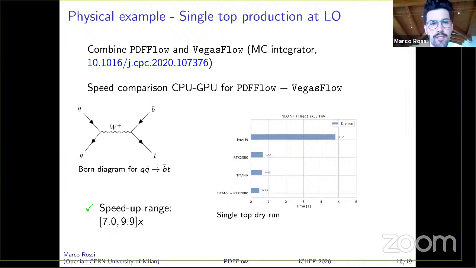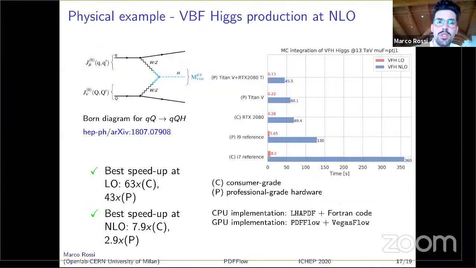In this slide, you have the speed comparison of PDFFlow plus VegasFlow run on two different platforms, CPU and GPU. As you can see, the CPU Intel i9 takes around 5 seconds, and all the GPUs outperform the CPU. The speed up ranges from a factor of 7 to a factor of around 10 for these performance improvements. The second example is the vector boson fusion for the Higgs production at next to leading order.